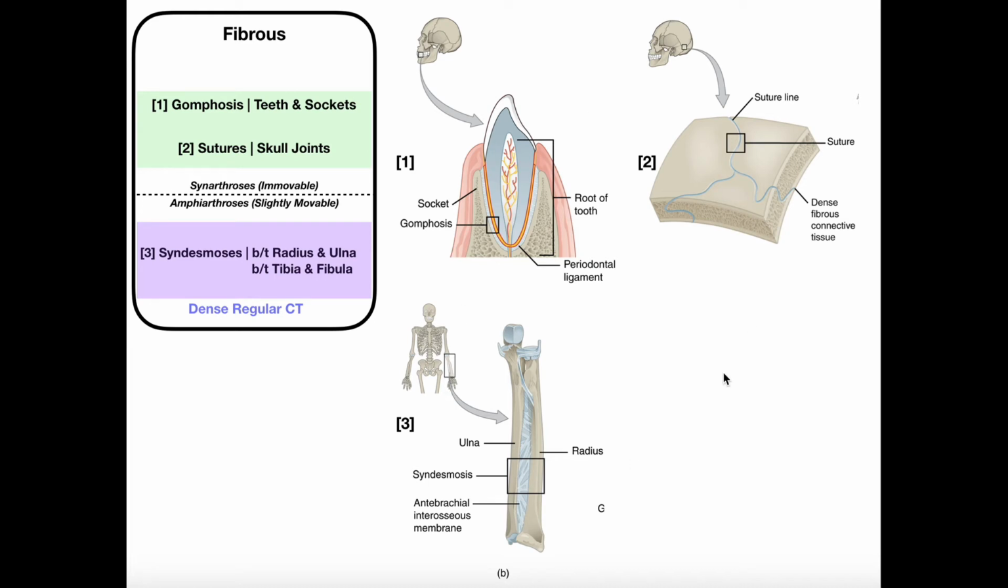So when you're learning the fibrous joints, you do need to know these three, know what they are and what they are for, but also be able to differentiate them based on function. We have two synarthroses, the gomphosis and the sutures, and then one amphiarthrosis, which is the syndesmosis, and they're the interosseous membranes in the forearm and the distal leg.